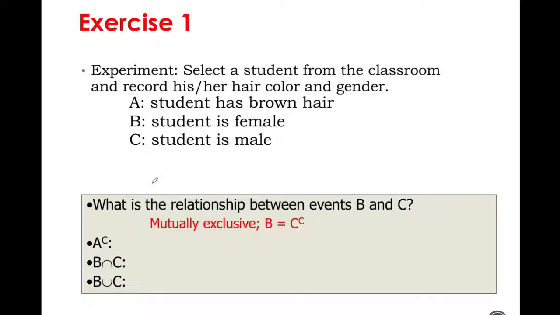And for A^C, what about A^C? Student does not have brown hair. Okay, this is based on the experiment. So that's why it was mentioned previously that all the results and everything, which is the event, are the outcome of the experiment.